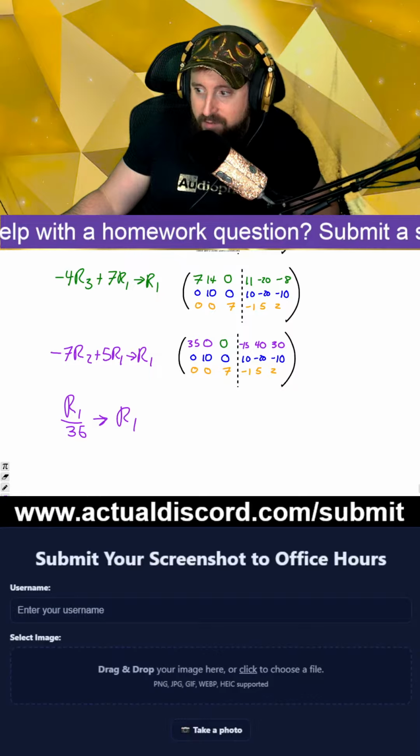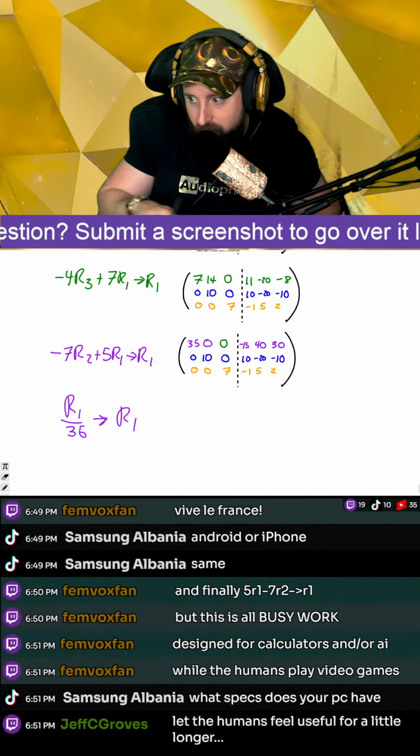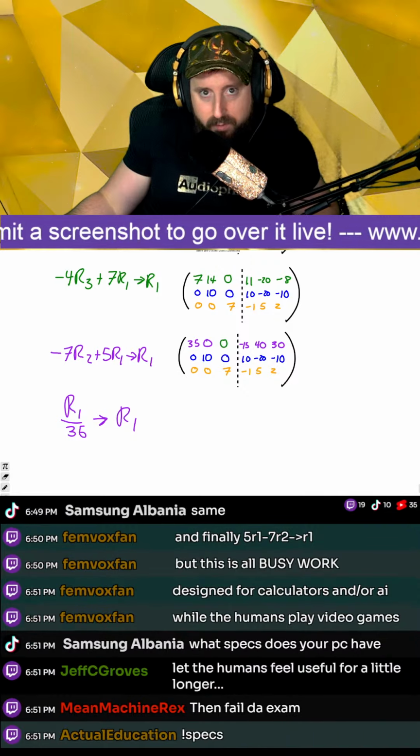You want my specs? You can type in my Discord, or sorry, in my Twitch. If you just type specs, it'll come up. Yeah, that's my specs.